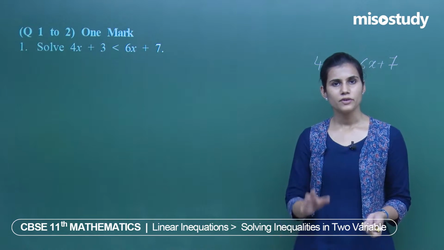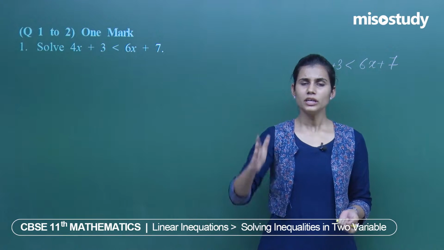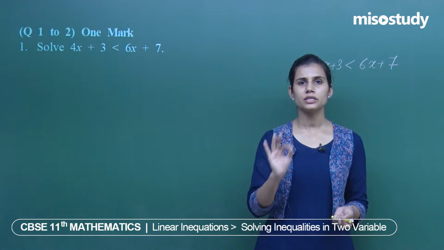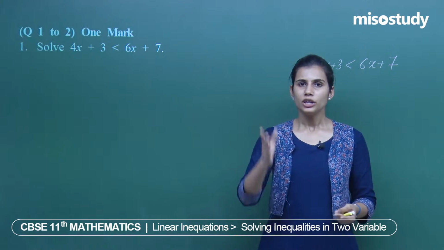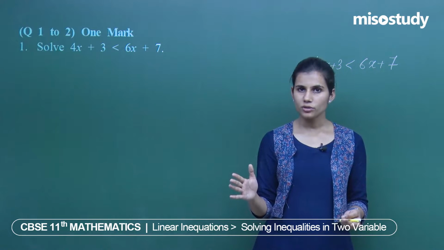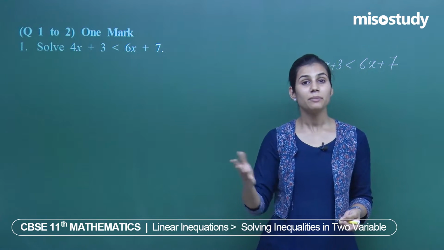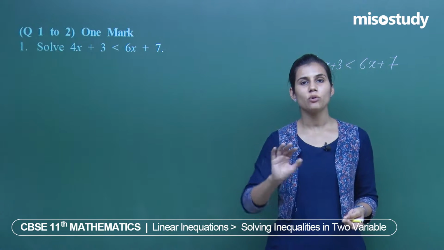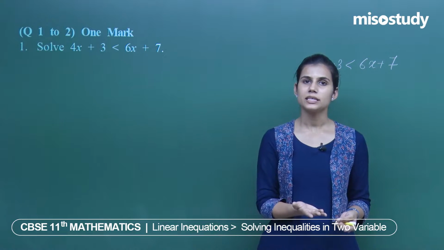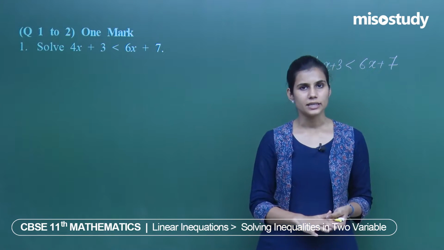What are the rules? The first rule was you can add anything to both sides of the inequation, you can subtract anything from both sides of the inequation, the sign of the inequation does not alter. Second rule, you can multiply or divide by any positive quantity on both sides of the inequation, the sign does not change. But if you multiply or divide by a negative quantity, the sign of the inequality reverses itself. Less than becomes greater than, less than or equal to becomes greater than or equal to, and vice versa.